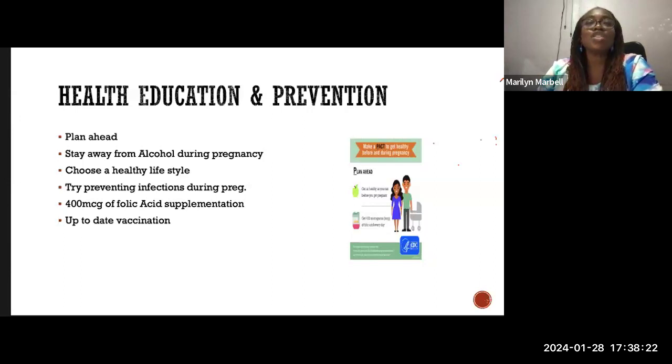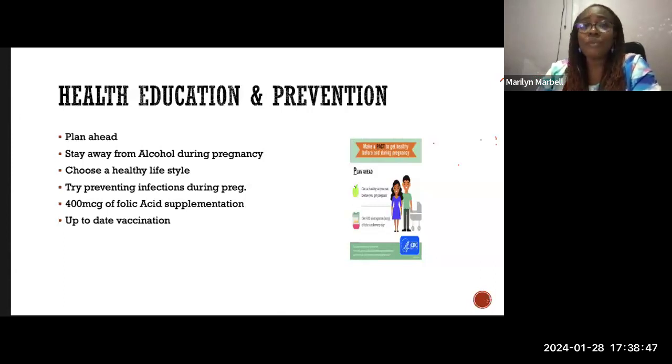Plan. Make sure that your body is healthy. We've said obesity is a risk factor. So if you're obese, you want to lose weight before you get pregnant. If you drink, you want to stop drinking before you get pregnant. If you are using drugs or smoking, you want to stop. If you are unhealthy, as in you are not eating well, you want to make sure that your body is well nourished before you get pregnant. You want to plan ahead.